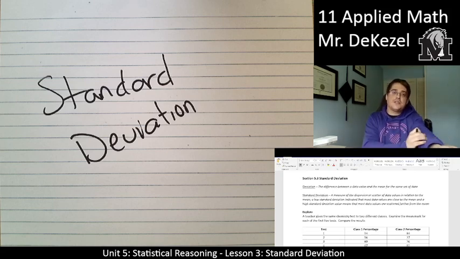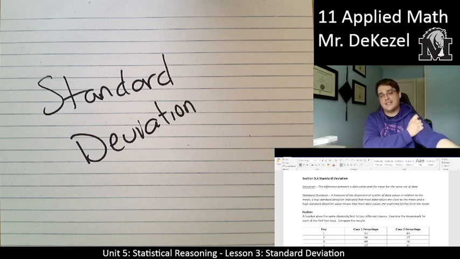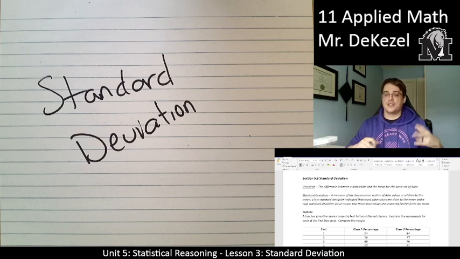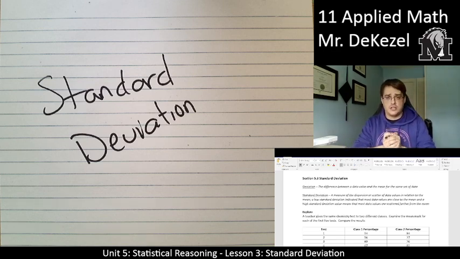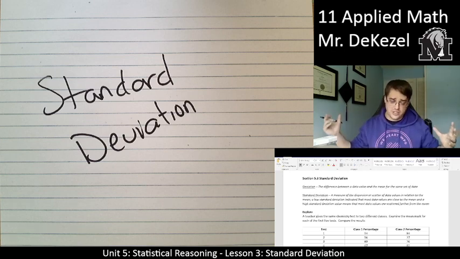Today we're going to talk about standard deviation. Standard deviation, as given in the definition that you have, is a measure of dispersion of the data. It's a measure of how spread out our data is. If you have lots of data clustered very close together, you'll have a small standard deviation. And if it's very far away from each other, you'll have a large standard deviation.